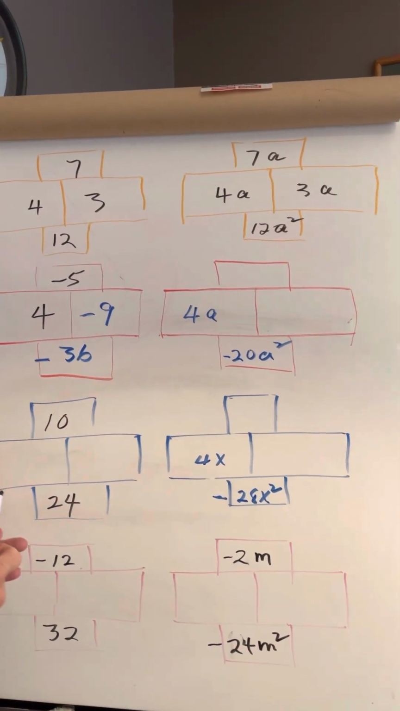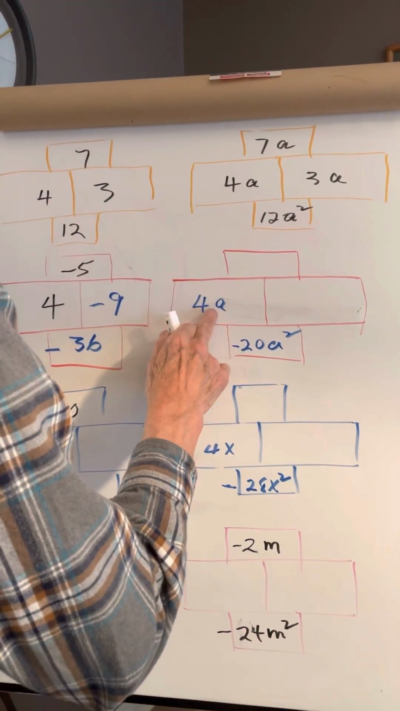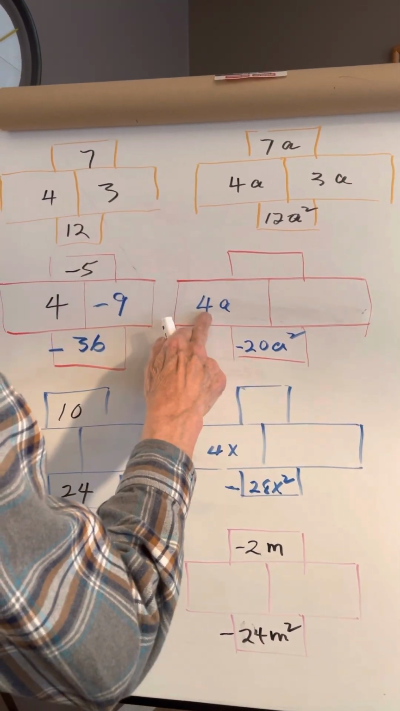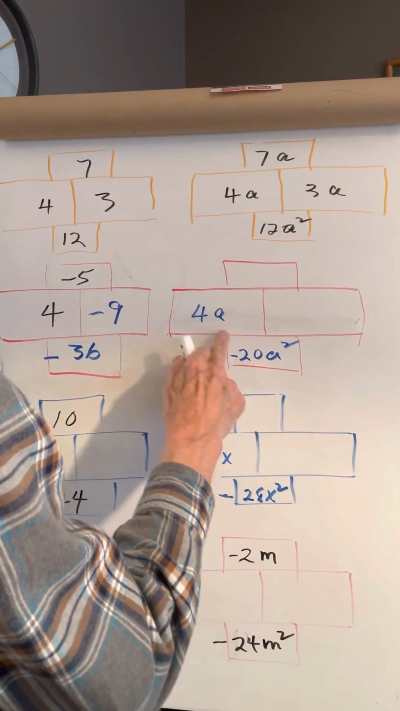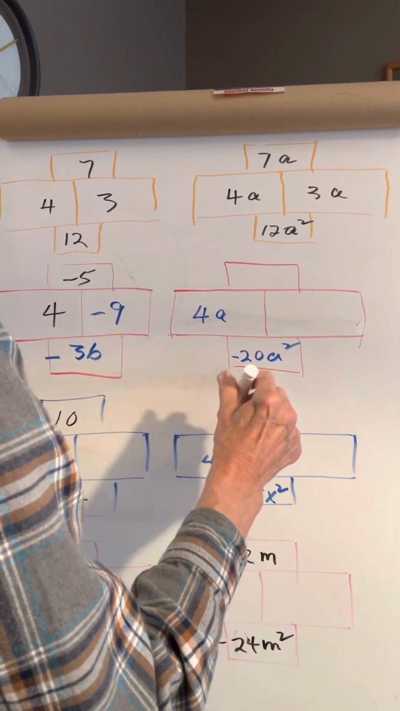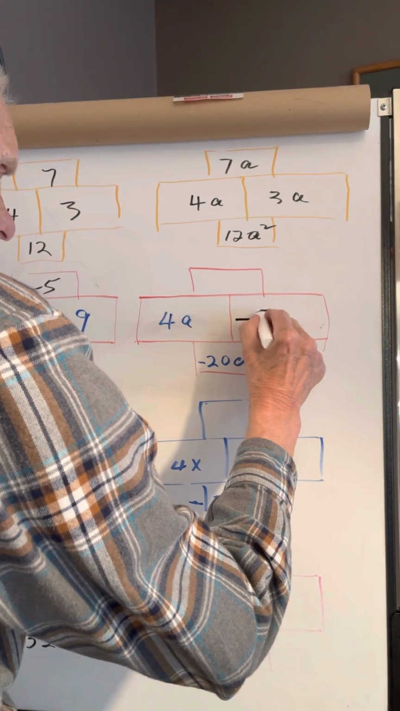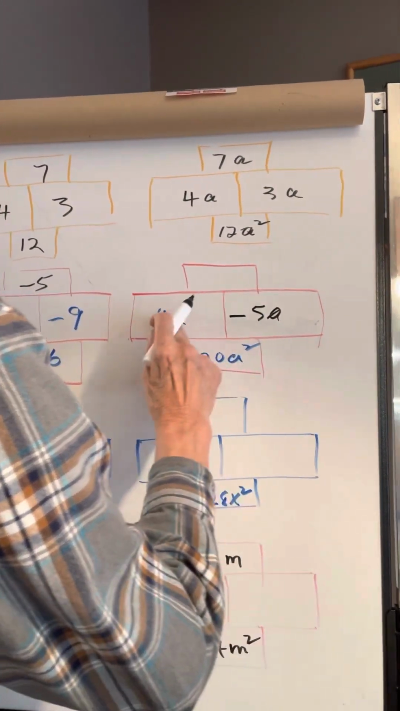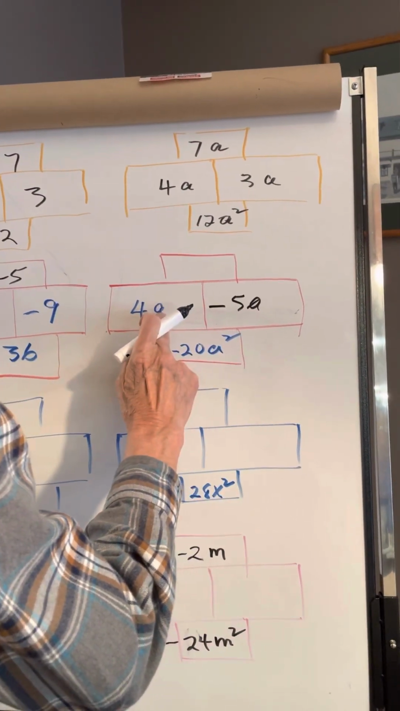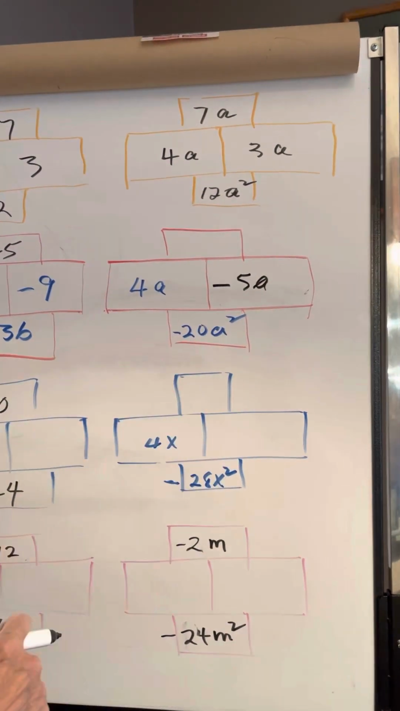Now on the other side over here, this is multiplication. 4 times what is 20? 4 times 5 is 20. But it's negative, so I have to have a negative. It would be negative 5a. So that'll make it negative 20. A times a is a squared.